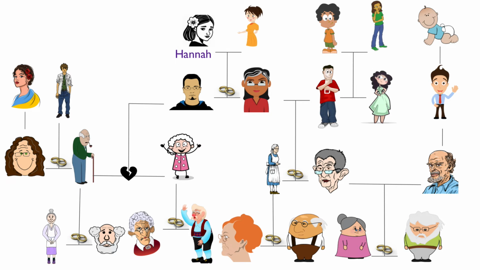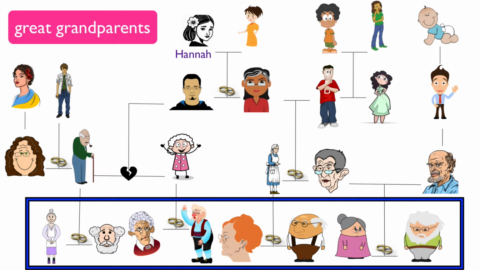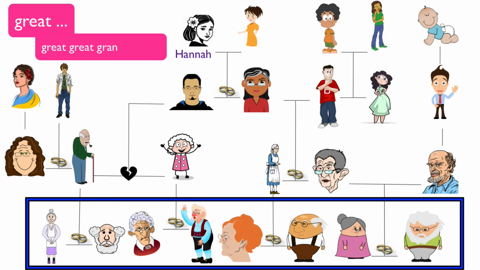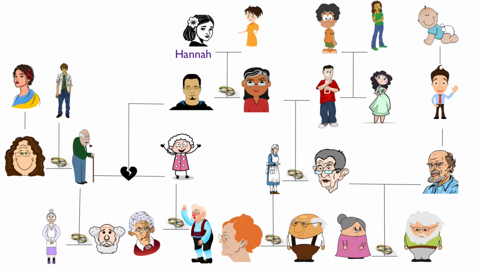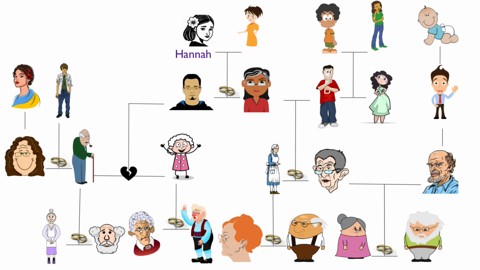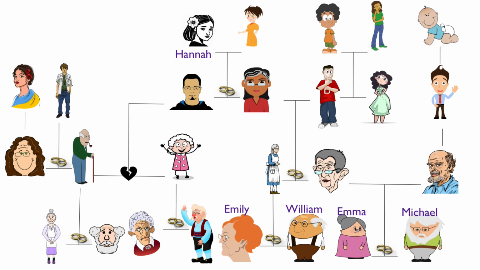Now we're going to go back one generation further. These would be my great-grandparents. In English, to talk about one generation further back, we add the word great. The next generation would then be my great-great-grandparents. And we can do this for any family member, for example, great-aunt or great-uncle. You may even go so far back you could call them your ancestors, or the other way round, coming back down the generations, the descendants.